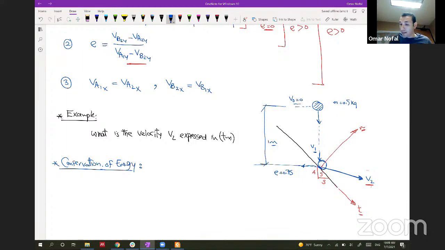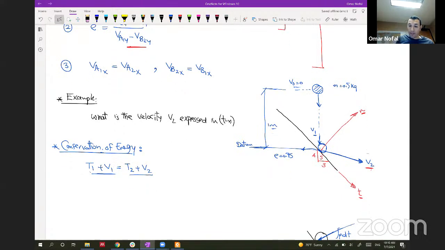if we assume that this is the datum, we just have the equation T1 plus V1 equal to T2 plus V2, where this is the kinetic energy and this is the potential energy. At position 1 it will be equal to the kinetic energy and potential energy at position 2. So the kinetic energy at position 1, here, the V naught, will be half m v1 squared, which will be 0.